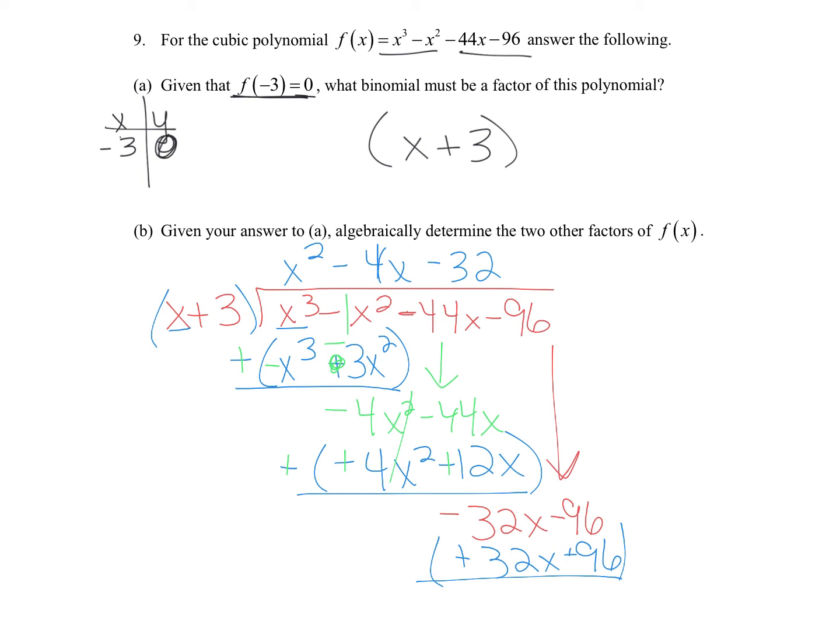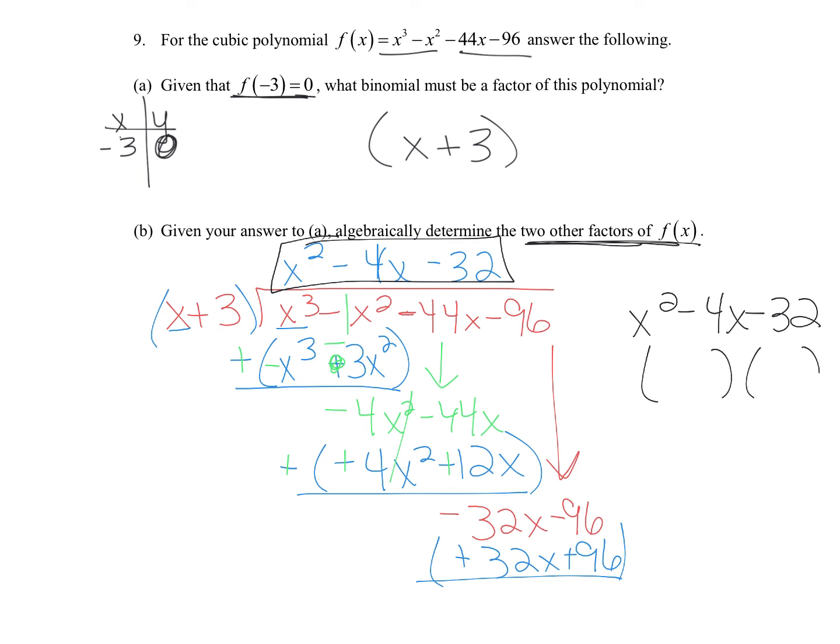Now, in the midst of all this work, we don't want to lose sight of the problem. The problem was to give the other two factors of f of x. So right now I have this as a factor, and I can make that into two factors by finding numbers that add up to negative 4 and multiply to negative 32. This is just an a is 1, so I can put them directly into the factors. So I have negative 8 and positive 4.